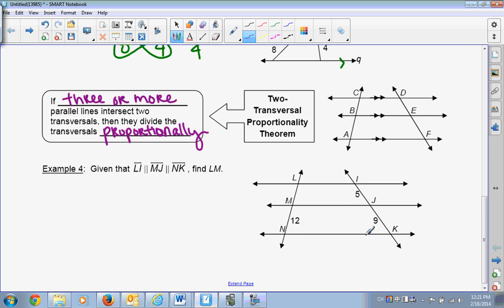Okay, so let's go ahead and look at, here is our 3 parallel lines. It tells us here that LI, MJ, and NK are all parallel, and they're being cut by the transversals here and here. So find LM. We're looking for this here. So it seems a lot more complicated than it is, but if you just look at it, you can set up the proportion very easily. X over 12 equals 5 over 9. There's your proportion.